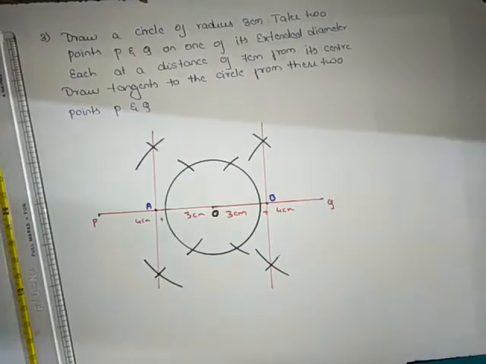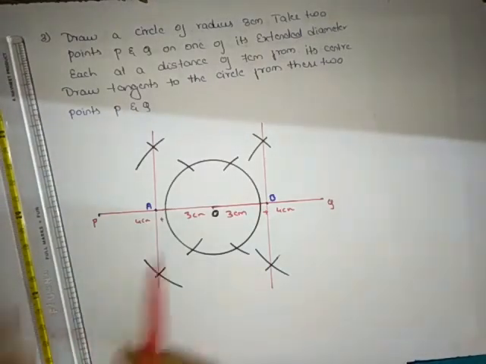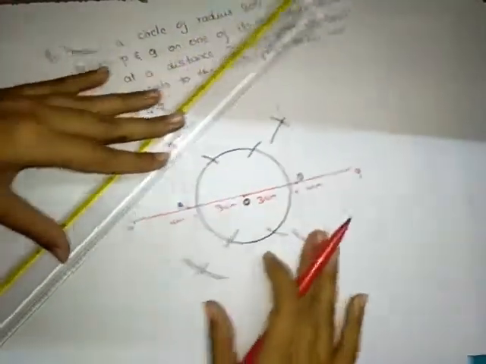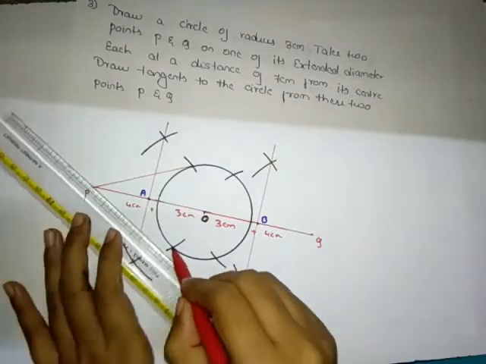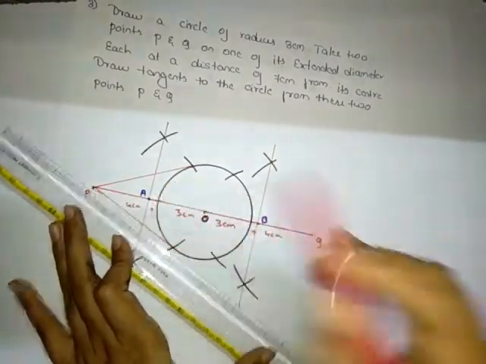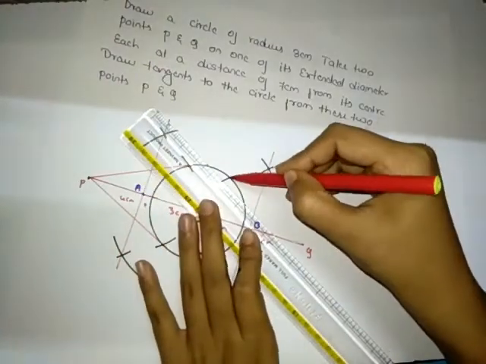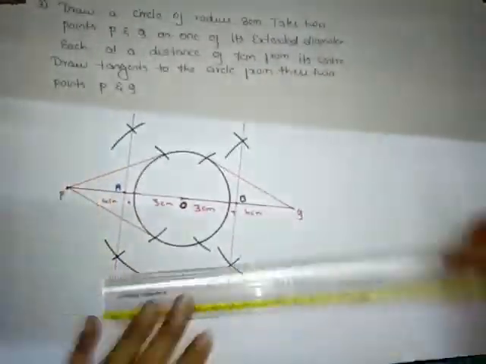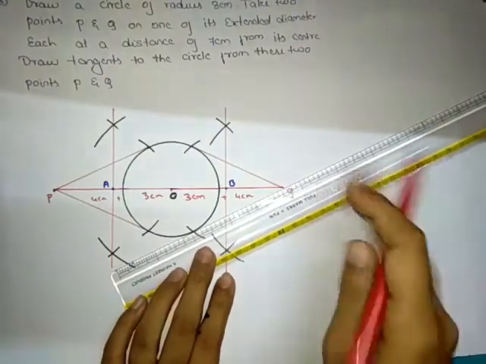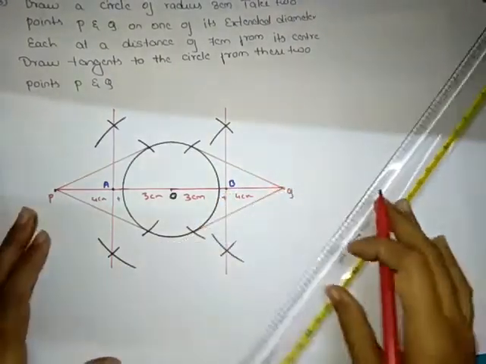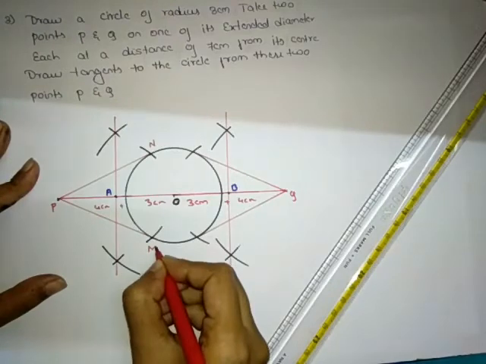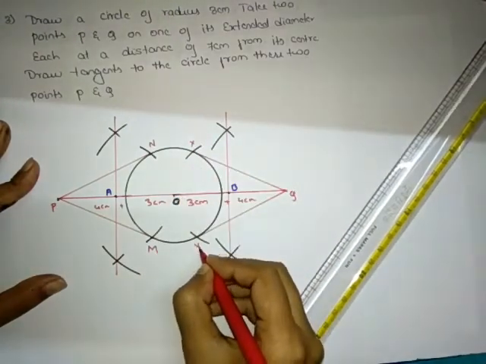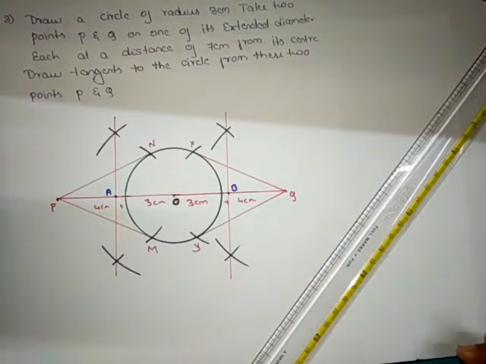Okay, then we'll join this arc with P and this arc with P. Similarly here also we'll join this arc with Q and this arc with Q. Next we'll name them as N, M, and this as X, and this as Y. Thus we got the tangents to the circle from P as well as from Q also.